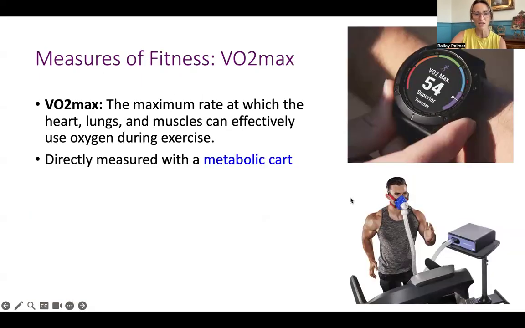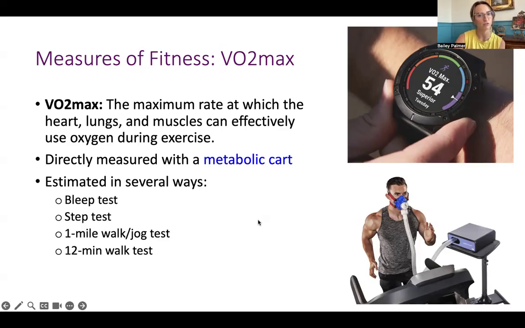With VO2 max, we can measure it directly or indirectly. When we measure it indirectly, it's usually through some sort of fitness calculator. A lot of our smartwatches can predict our VO2 max based on a workout that we did. If we wanted to directly measure it, we would use the picture at the bottom. This is a metabolic cart, where we would exercise at either submaximal or all the way up to maximal intensity. A gas mask would measure how much CO2 we're producing and how much oxygen our body is consuming to use for exercise.